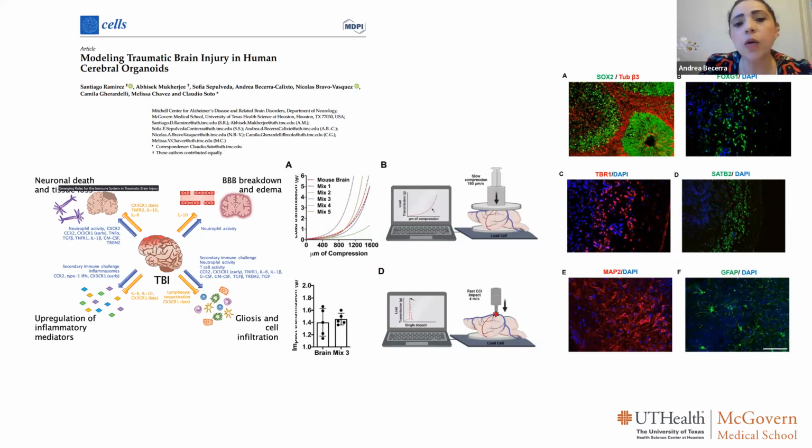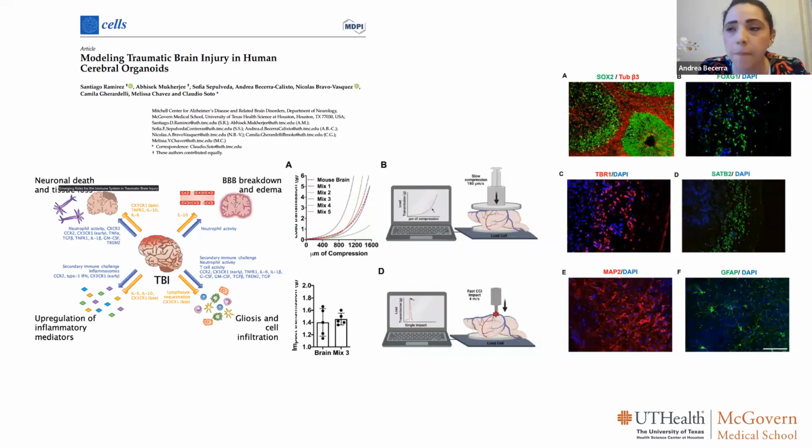So usually we use mouse brain to mimic the trauma: we put the brain of the rodents in a compression, in different compressions, and then we check the level of the trauma in the brain. In this case, we designed a phantom brain.